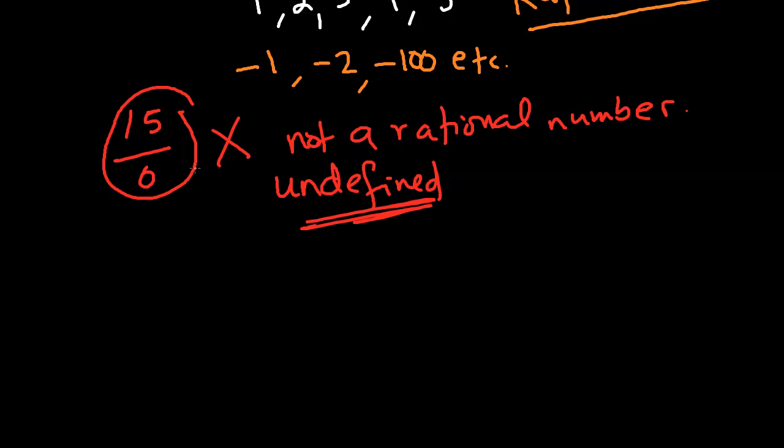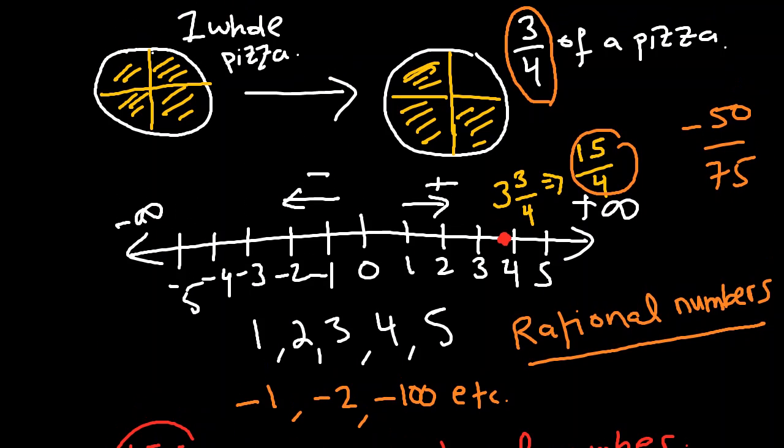Okay, so the denominator always has to be a nonzero number. So that's what you need to know about rational numbers.